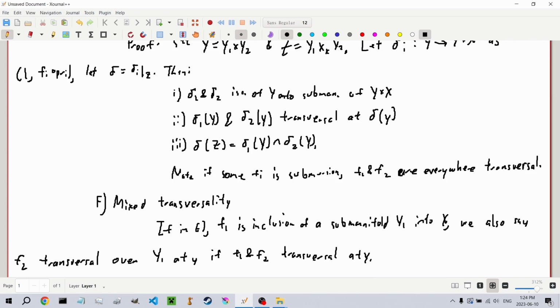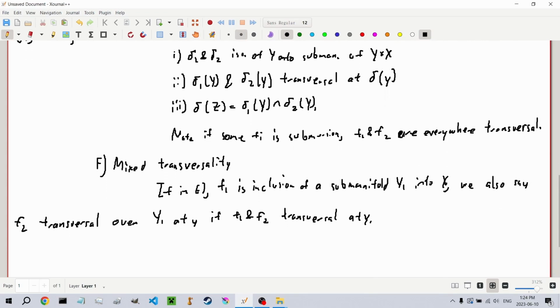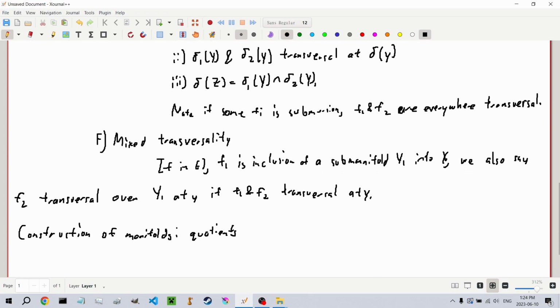And so this is all about inverse images. Our next section, we're carrying on with construction of manifolds, but this time we're going to be focusing on quotients. So let X be a manifold and R in the product being an equivalence relation.